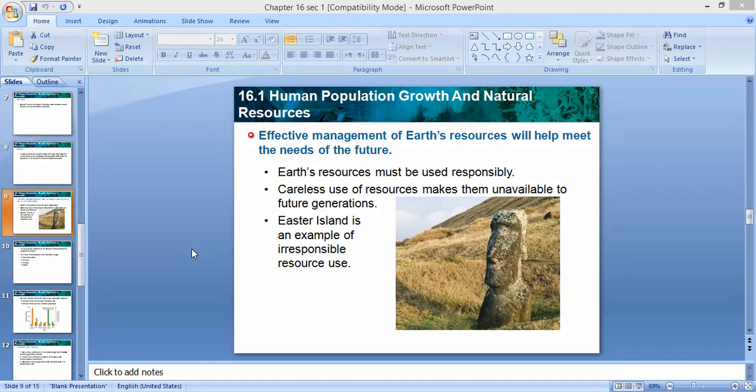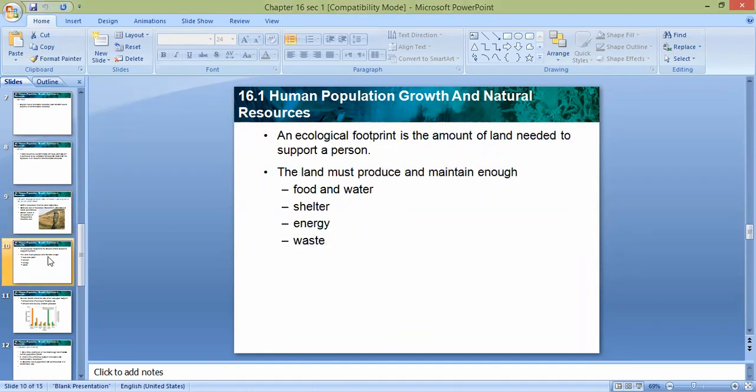For example, here is Easter Island that you see in front of you. This Easter Island was very full of diversity, with many plants and many animals living there. Because of their irresponsible use of resources, they cut more trees and used many resources without thinking of the future. This island became like this. Okay, we also said there is something called the ecological footprint.